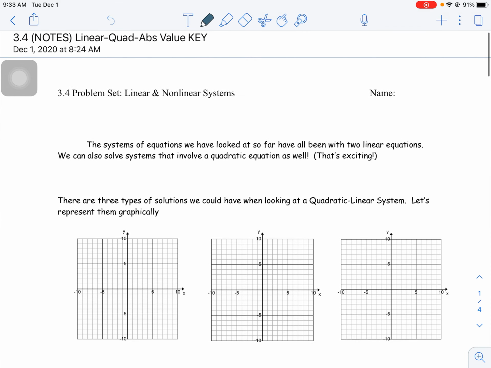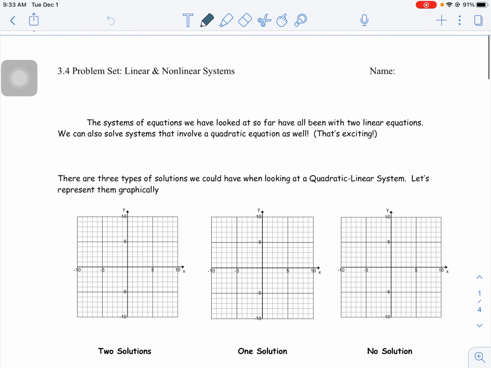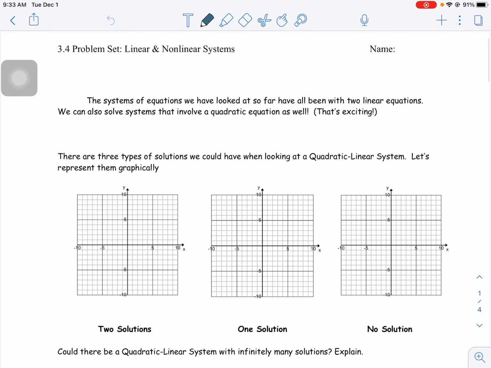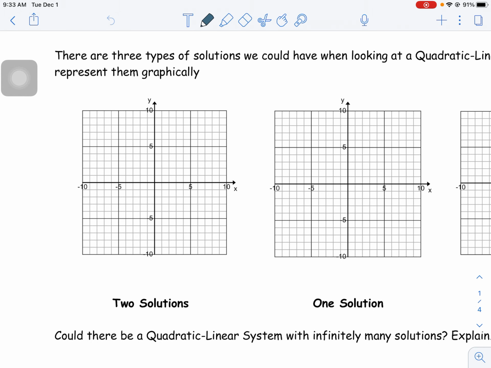What's up, everybody? Today we're going to be taking a look at linear and nonlinear systems of equations. There are going to be three types of solutions that we're going to be looking at when we're talking about quadratic linear systems. Let's represent them graphically. So this first one says two solutions.